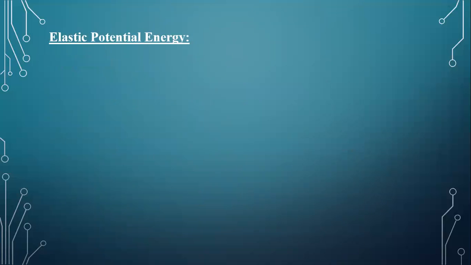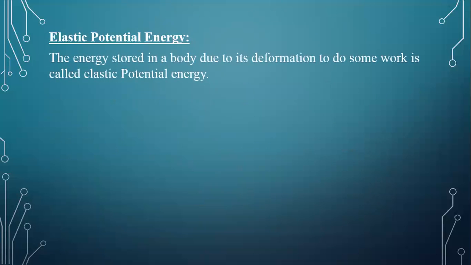Now, what is elastic potential energy? Elastic potential energy is the amount of energy which is stored in the body due to its deformation, and as a result it can perform work. When you bring deformation in an object, change its condition, change its dimensions, and the object is capable of performing work, then this stored amount of energy is called elastic potential energy.